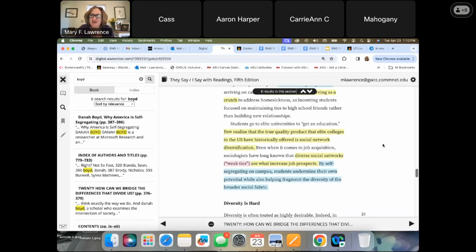How does everyone else feel about this idea of social network diversification in college? Does anyone else feel good about that, benefit from that? Think about our class, maybe. Anyone have any thoughts?